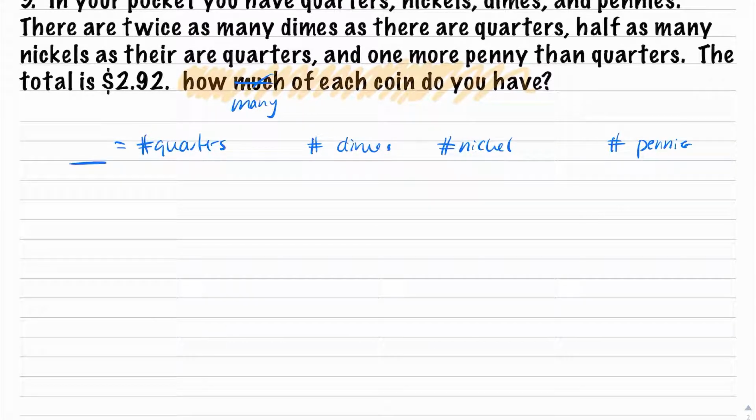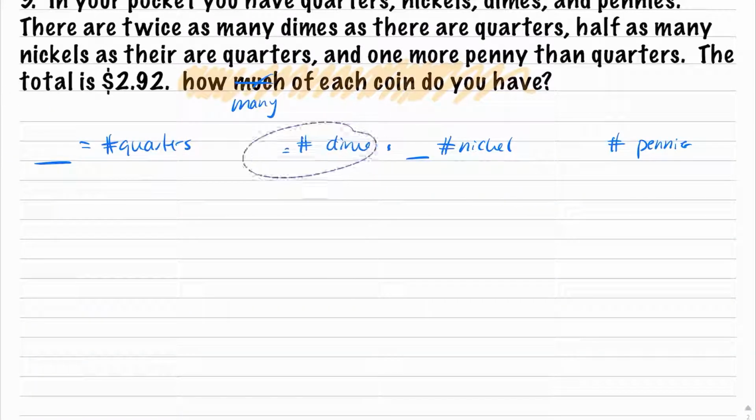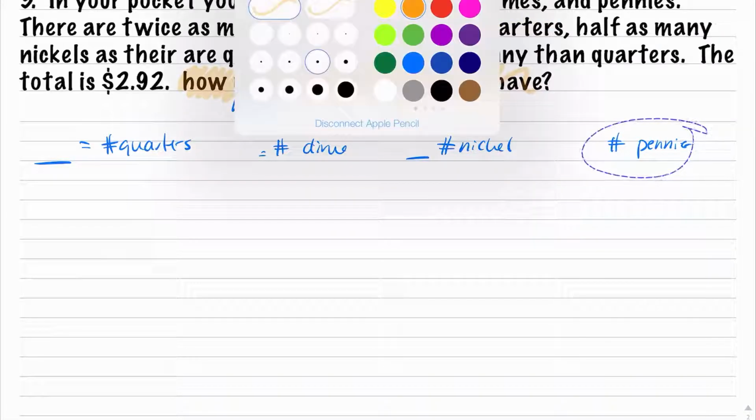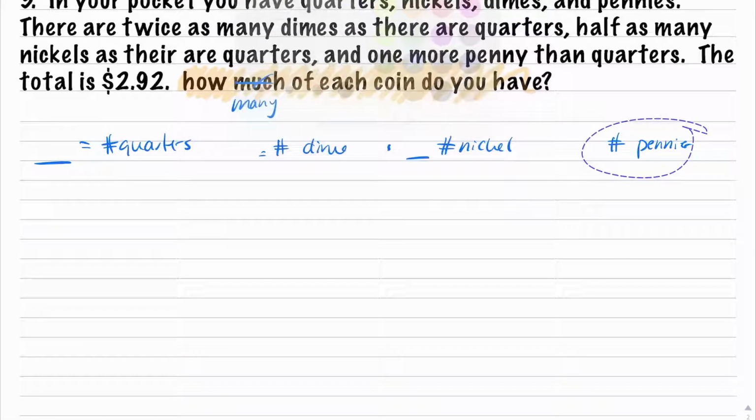So we have too many variables, though. We cannot use 4 different variables for one equation. So we always need to go back and evaluate which one we would want to know first, which one would help us find all the other ones. What we can see here is when they describe the dimes, they use the quarters. When they describe the nickels, they also use the quarters. And finally, when they describe the pennies, they also use the quarters. So if I knew what the quarters were, I could figure out all 3 of them.